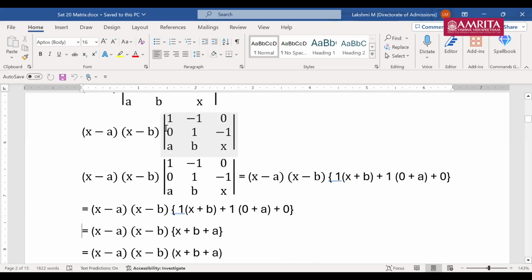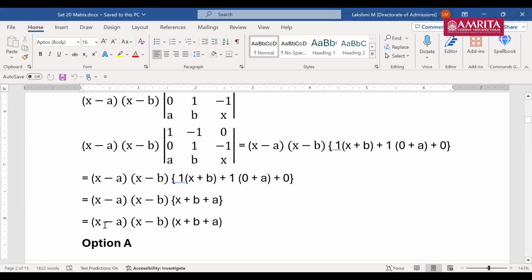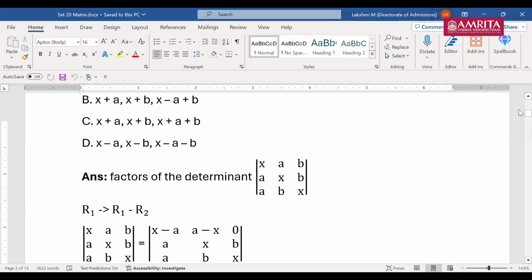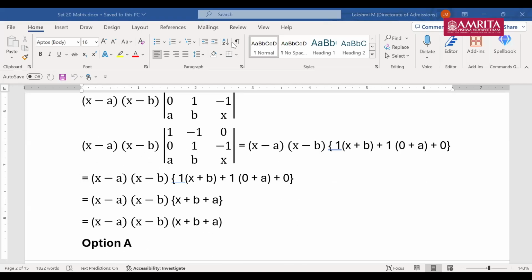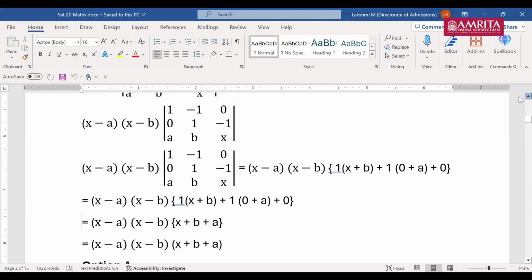So here, if I'm taking this row, it's X plus B minus minus 1, this is plus 1. This is 0 minus A, that is minus minus A, so it's plus A. Then this term is 0 into something, it's completely gone. I would say B plus. So X minus A into X minus B into X plus B plus A. I think it's option A. But most of you have given some other option. Whether you have any queries or anything, I think whatever I have done is correct only.